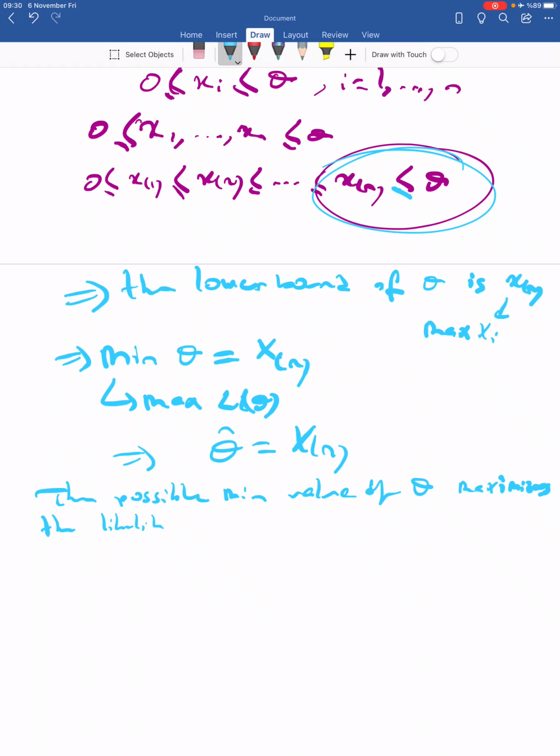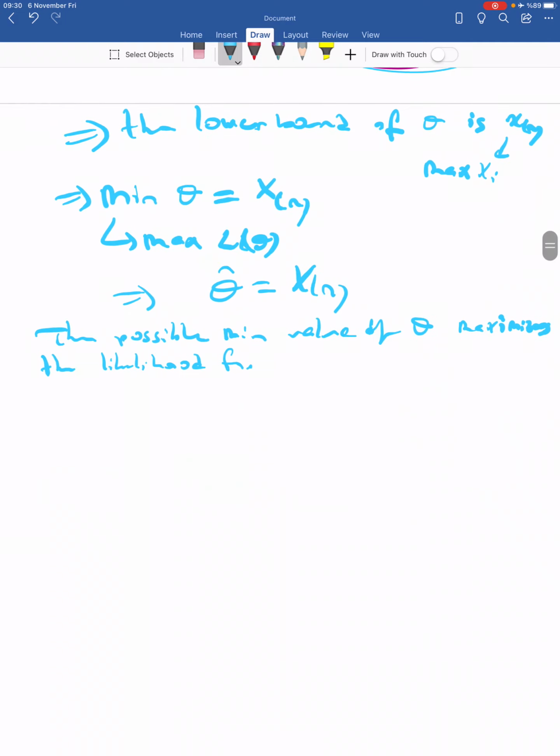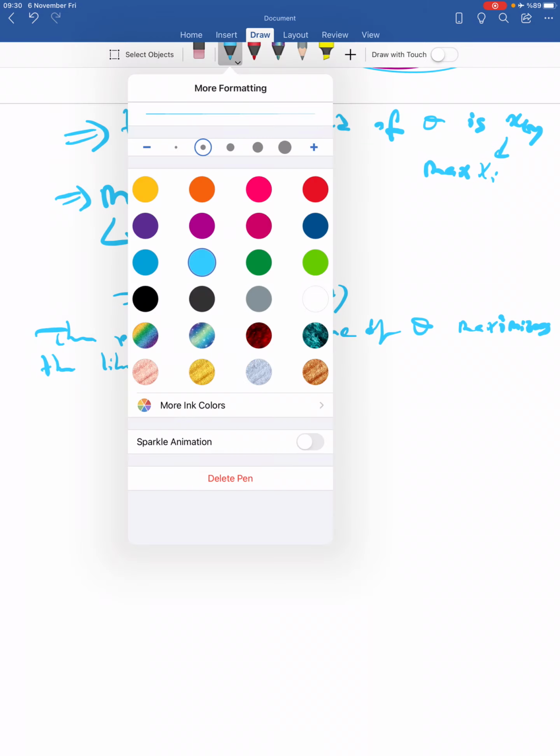Maximizes the likelihood function. So it gives us the MLE. Okay, so basically we will use this approach to be able to define the maximum value of the likelihood function. So let's consider another example here.